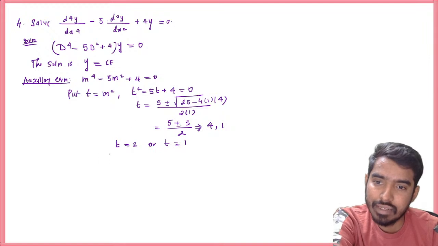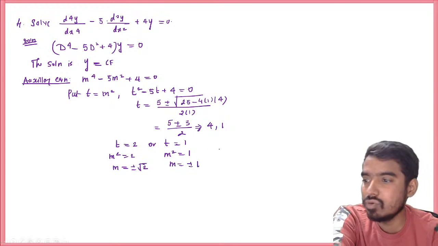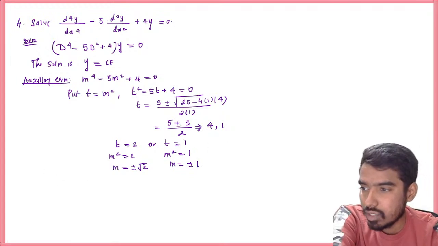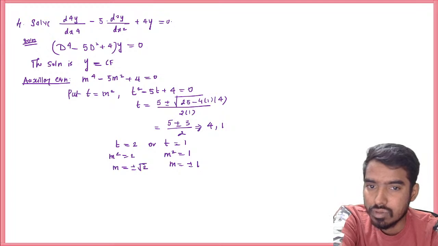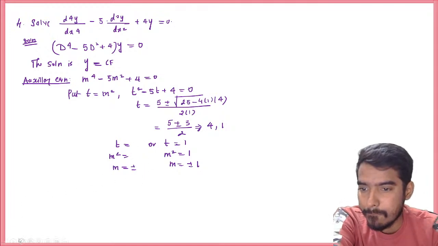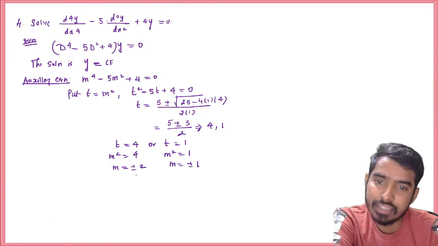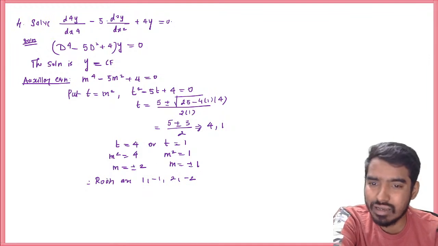Now replace t is equal to m². m² is equal to 4 or m² is equal to 1. So that means m is equal to plus or minus 2 and m is equal to plus or minus 1, right? Therefore the roots are 1, minus 1, 2, minus 2. All are distinct, right? All are distinct.